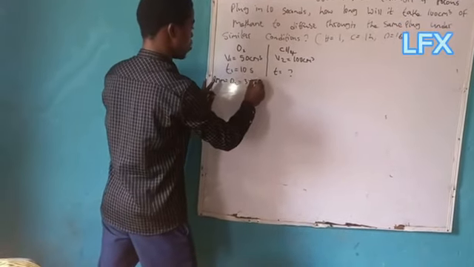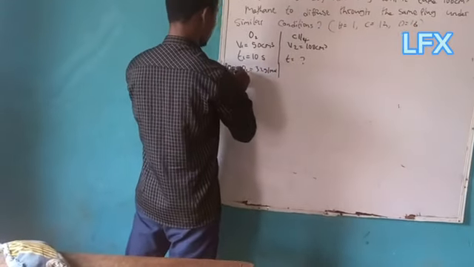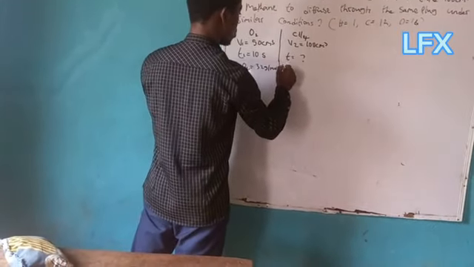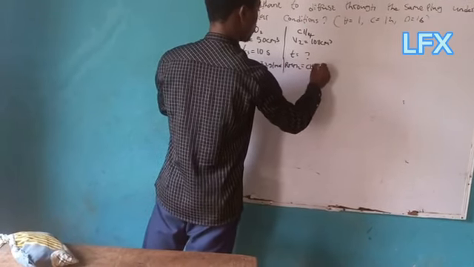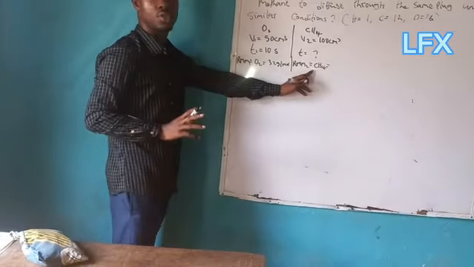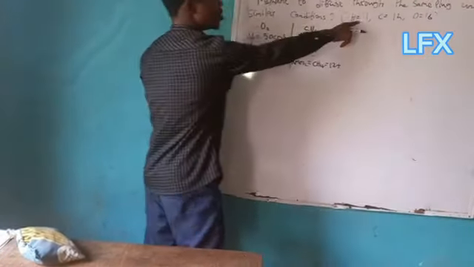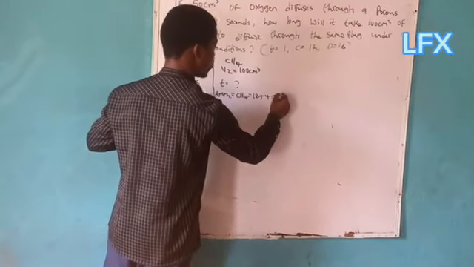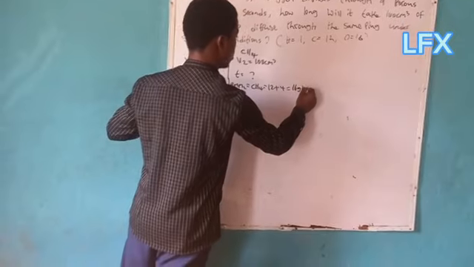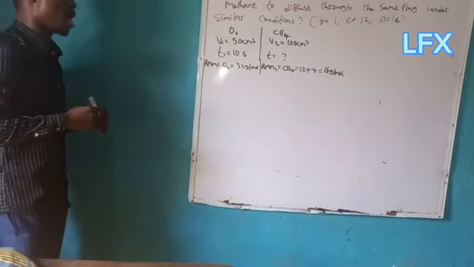32 gram per mole. This is the relative molecular mass of gas 1. The relative molecular mass for gas 2, which is CH4: carbon is 12 plus hydrogen 1 times 4 gives 4. If I add it together, I get 16 gram per mole.